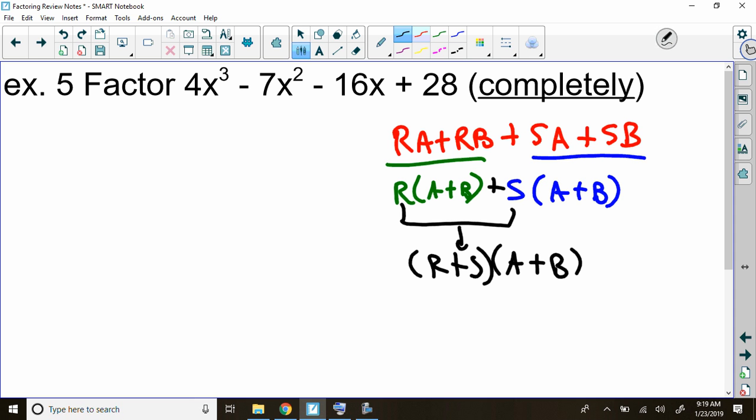We've got 4 terms. So here we go. The first 2 will factor an x squared out of that. That's going to leave a 4x minus 7.